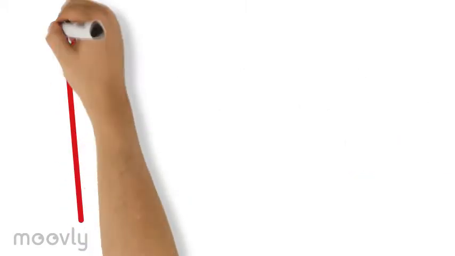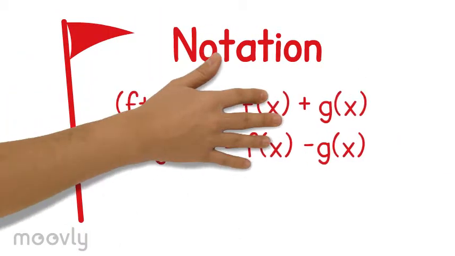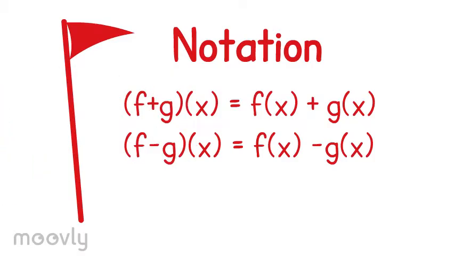So, how do we represent this new graph? The special notation of the function is that (f plus g)(x) equals f(x) plus g(x) for adding of functions, and (f minus g)(x) equals f(x) minus g(x).